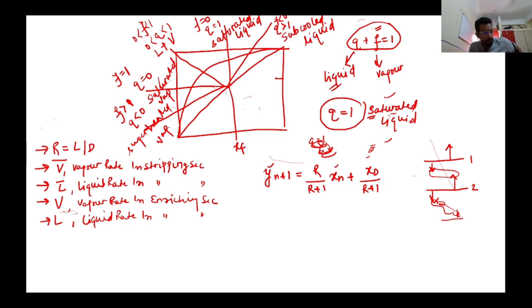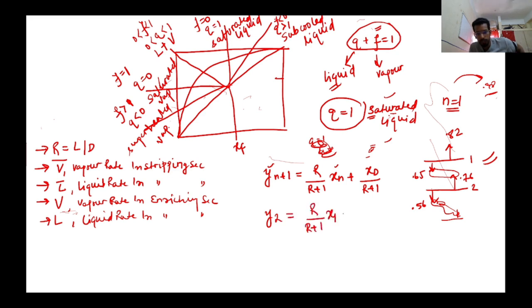So this value is 0.65, 0.56. This value is 0.76. This value is 0.82. Then at the distillate we will get 0.98, right? So y(n+1), if I take n equal to 1, that is the first plate. First plate is this one. So this becomes y2 equals R upon R plus 1 x1 plus x(D) upon R plus 1.